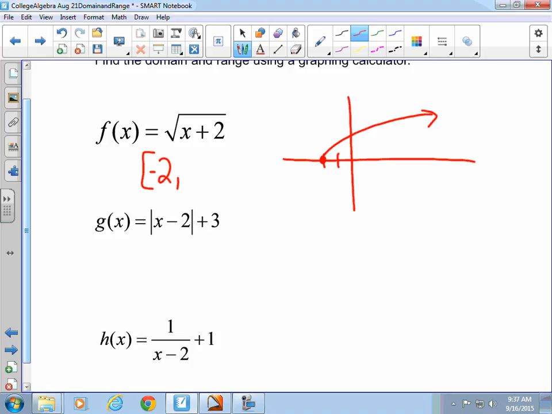Just a random thought that doesn't have to do with what we're doing today. Why would these numbers out here not be in the domain? Why can we not plug in a -3 for x? Why not? What's -3 plus 2? -1, right? What's the square root of -1? Not a real number, right? And so that's why that's not in the domain, because it doesn't work. It's a random thought, you don't need to know that today, but we'll talk about that in a minute.